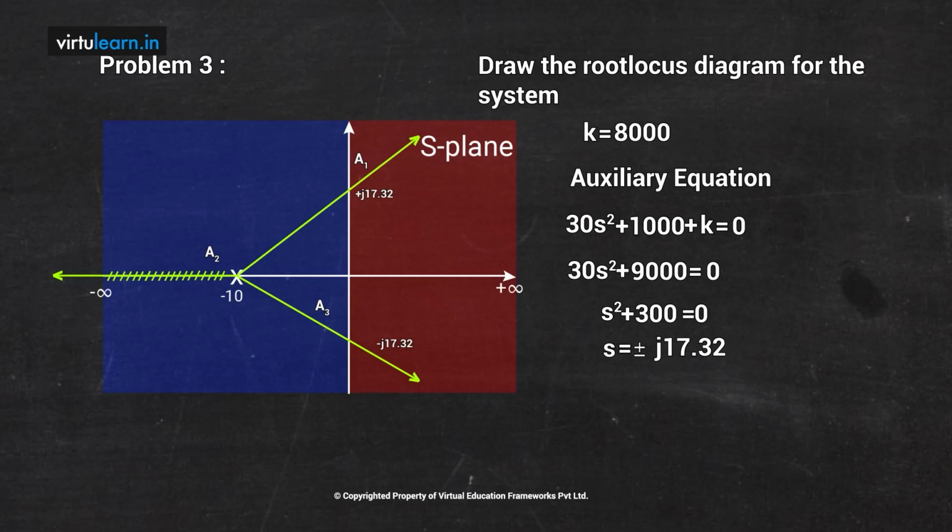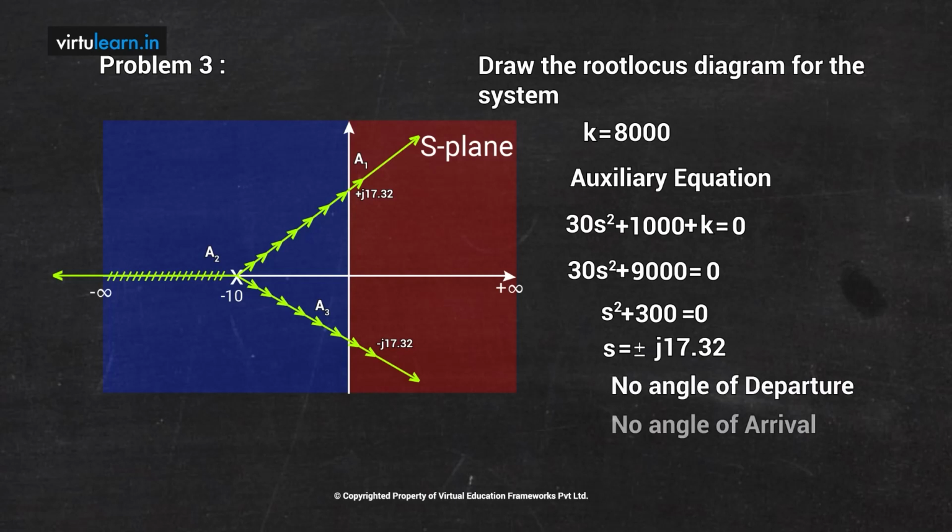Whenever the root locus is moving from the left of the S plane to the right of the S plane, it has to cross the imaginary axis at that point only. Next, again there are no complex poles or complex zeros, therefore no angle of departure and no angle of arrival. So complete information is available.